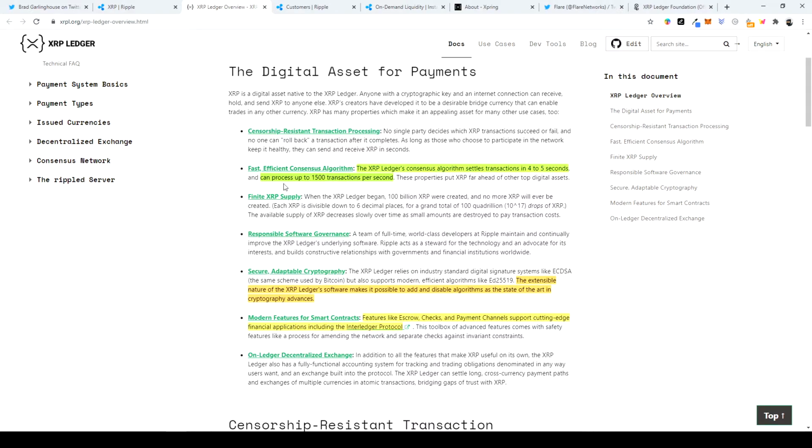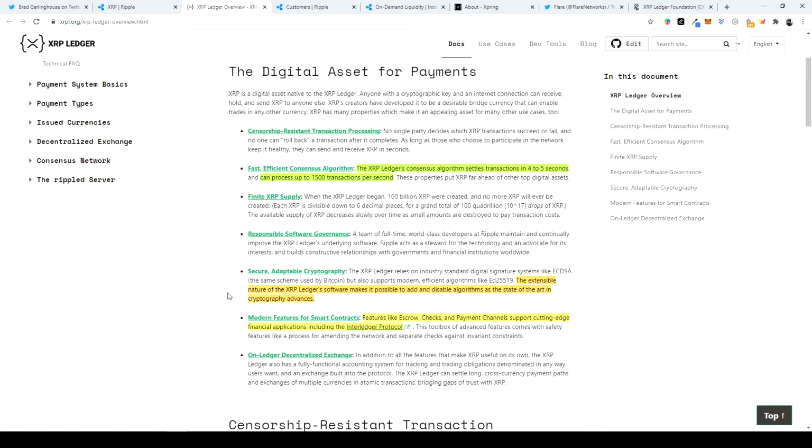Censorship-resistant transaction processing. Fast, efficient consensus algorithm. The XRP ledger's consensus algorithm settles transactions in 4 to 5 seconds and can process up to 1,500 transactions per second. Finite supply. Responsible software governance. Secure adaptable cryptography. So guys, this is very, very important. Secure adaptable cryptography. The extensible nature of the XRP ledger software makes it possible to add and disable algorithms as the state of the art in cryptography advances.